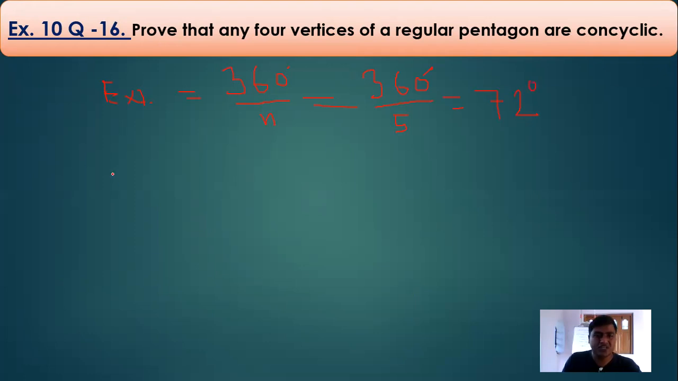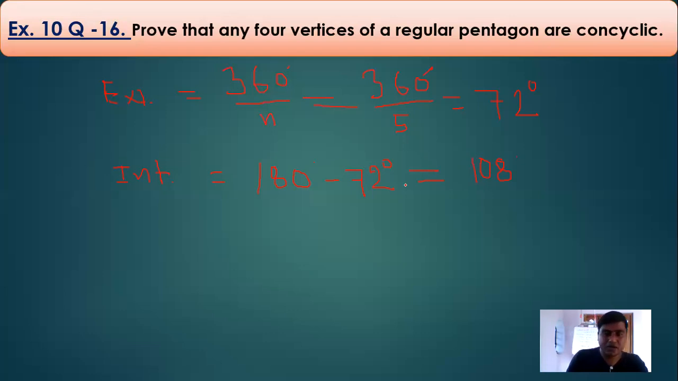72 degree. So therefore each exterior angle is 72 degree. Exterior plus interior equals 180 degree, so interior equals 180 minus exterior angle. Exterior angle is 72, and 180 minus 72 is 108 degree. So for drawing the regular pentagon, each interior angle equals 108 degree and the length of each side is equal.